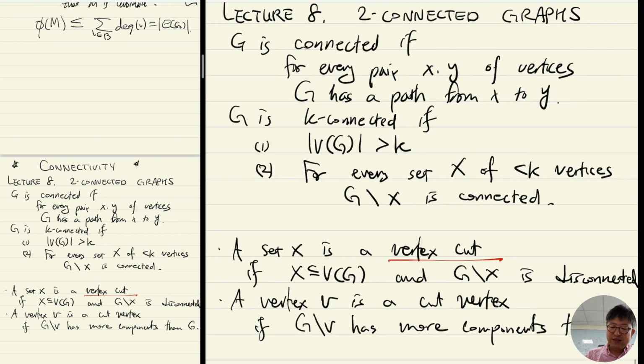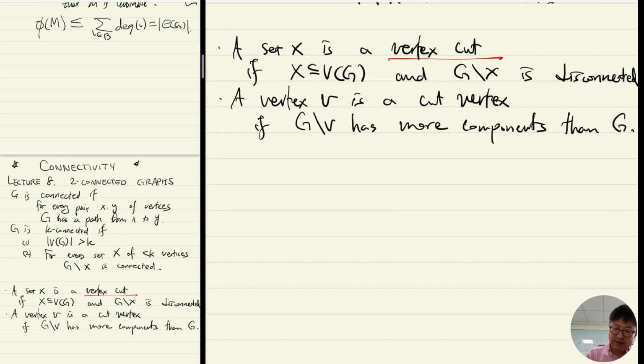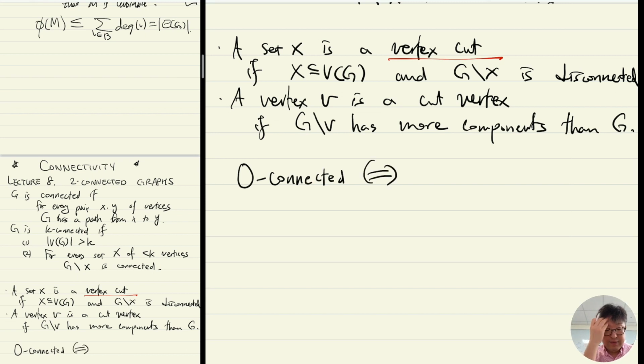Now, let's see what the k-connected graphs are. What happens if k is 0? The graph is 0-connected. What does that mean? If you apply the definitions, it has to have more than 0 vertices, so the set of vertices is not empty. And for every subset X of fewer than 0 vertices, G delete X is connected. This is trivially true. So that's what it means to be 0-connected.